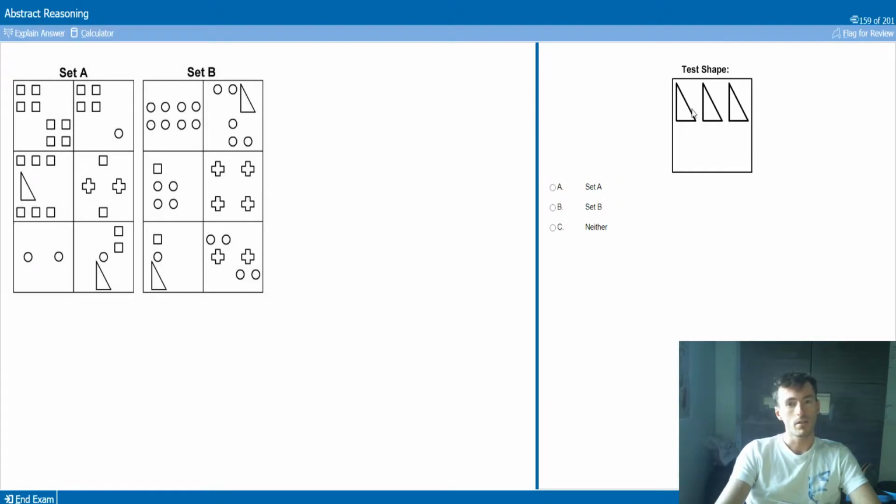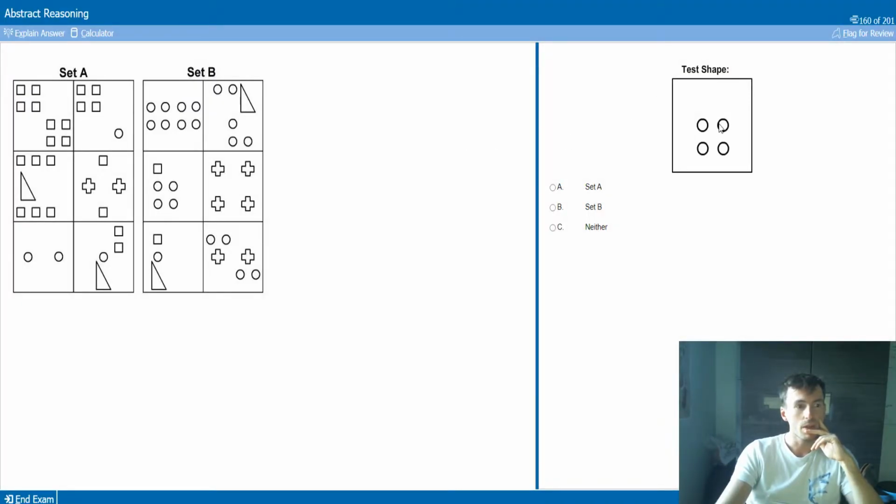Okay, just 3 triangles. That must be neither, right? Because you always have to add up to either 4 circles or 4 squares, and this is 2, 4, 6. And over here, this would be 4, 5, 3. So in set B, the triangle is worth 3. 3, 6, 9, but that doesn't add up to 8, so no, that must be neither.